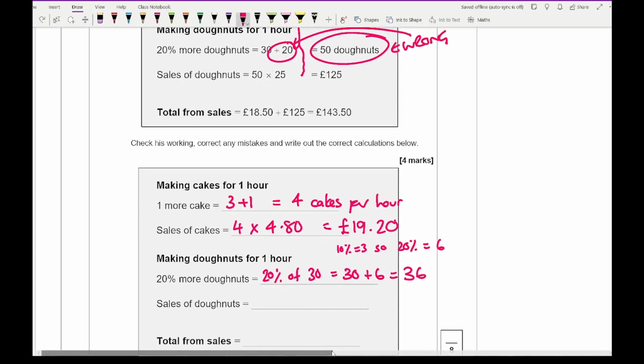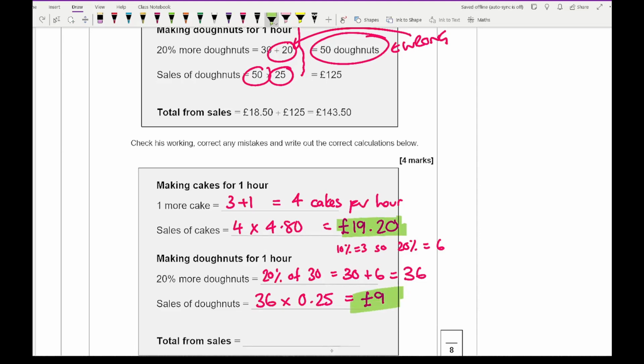So from this we can then work out the sales. If I do 36 times 25 pence, I'm going to work in pounds, so it's 0.25. All of that is wrong really. So here I've got 36 times 0.25, and that gives me an answer of £9. So the total sales is going to be £19.20 plus 9, which gives me a total of £28.20.